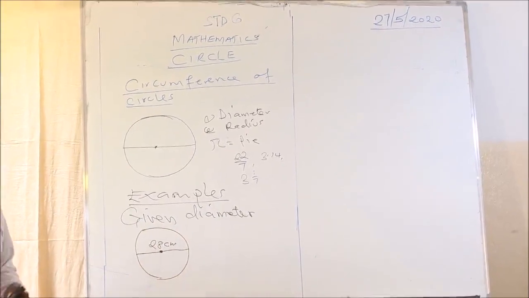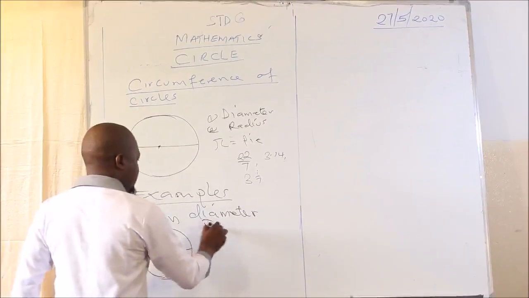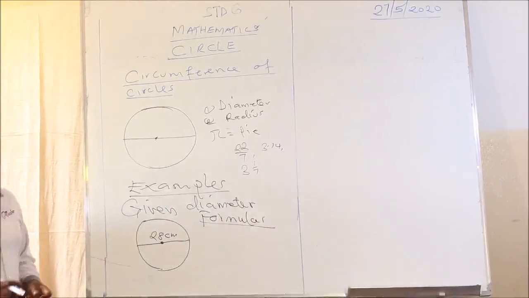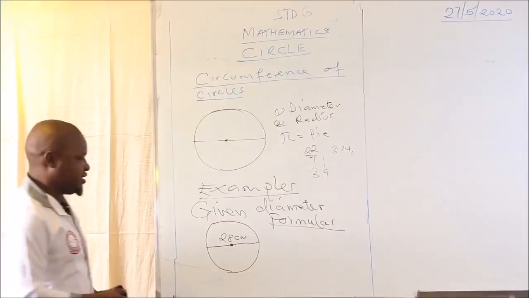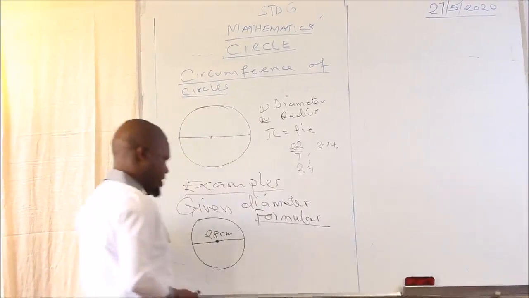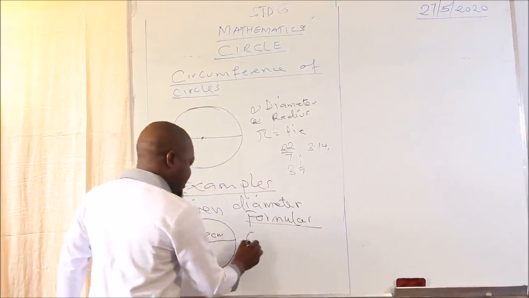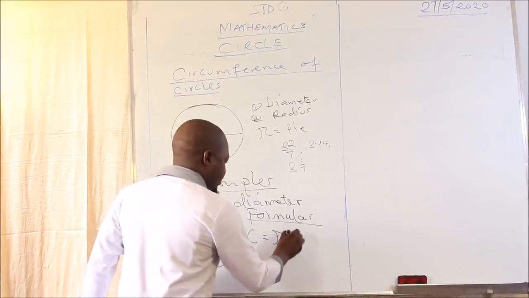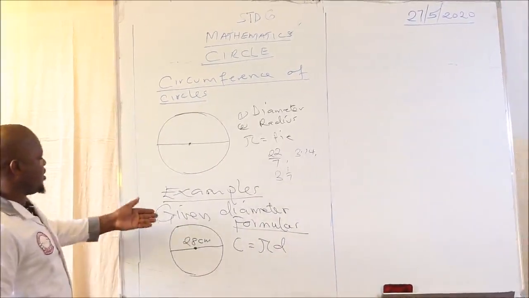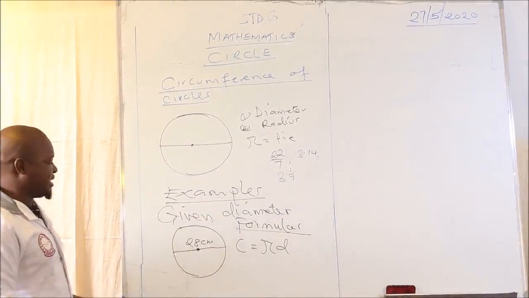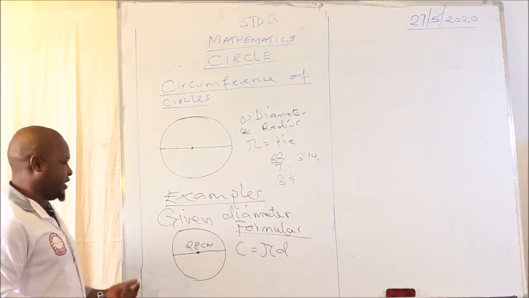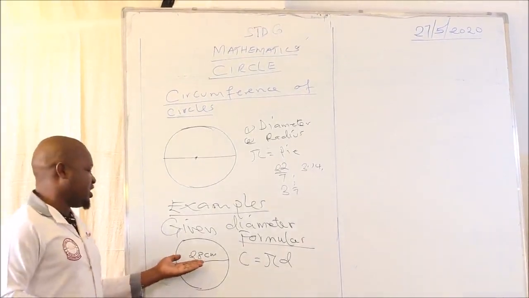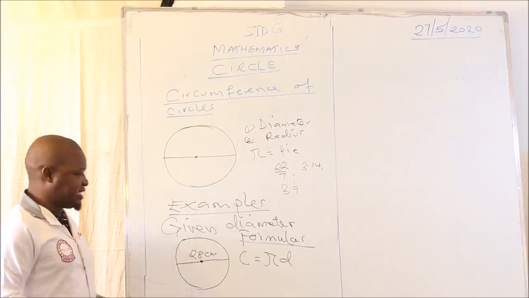In this case, there's a formula that we use. These formulas are very important, and you are supposed to know them, and they should stick in your minds. So, finding the circumference of a circle, the formula is pi d, circumference of a circle given diameter. So, when you're given diameter, the formula is pi d. In our case here, we are told that the diameter of the circle is 28 centimeters.